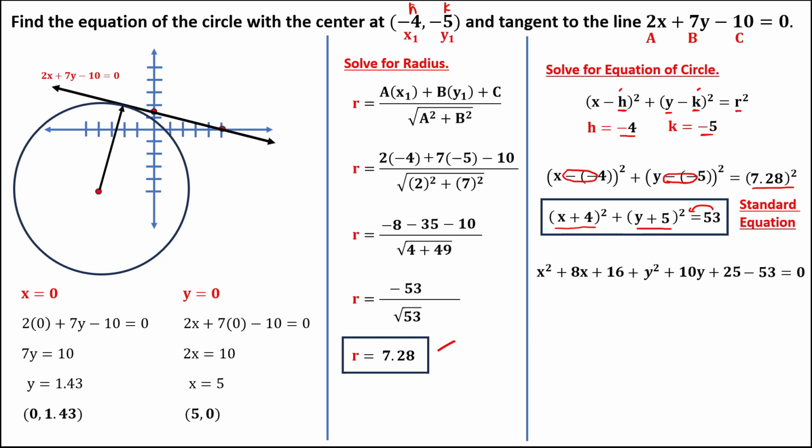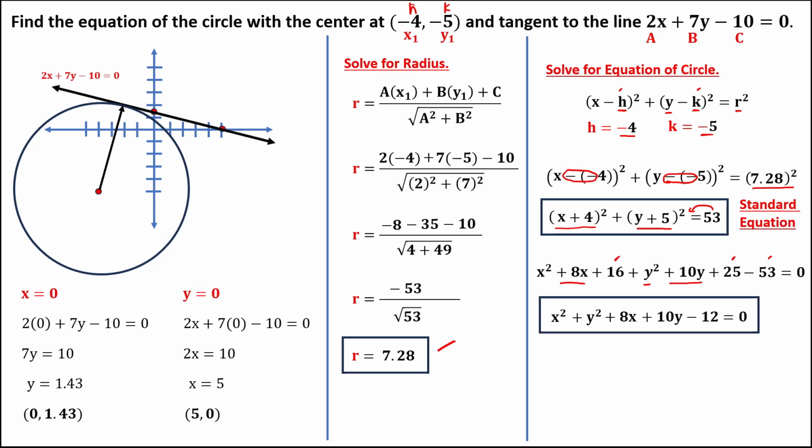Then to arrange now this equation to find the general equation of the circle, it starts with x squared, followed by y squared, followed by positive 8x. Then we have this positive 10y. Then we need to combine now all the constants. So this 16 plus 25, this is 41. And 41 minus 53, that's negative 12, equals 0. And this is now the general equation of the circle.